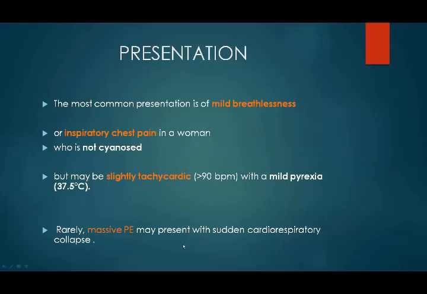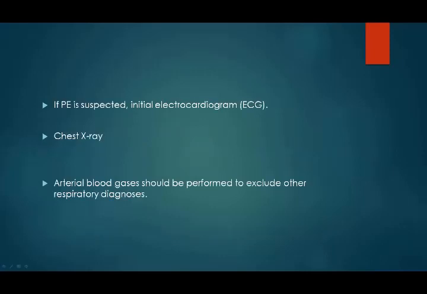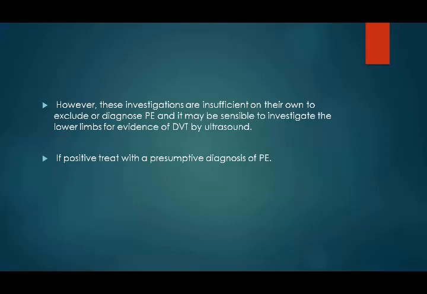Really, a massive pulmonary embolism may present with sudden cardiorespiratory collapse. If pulmonary embolism is suspected, initial electrocardiography should be carried out. Chest X-rays should be done, and arterial blood gases should be performed to exclude other respiratory diagnoses. However, these investigations are insufficient on their own, and it may be sensible to investigate the lower limbs for evidence of DVT by ultrasound. If positive, treat with a presumptive diagnosis of pulmonary embolism.